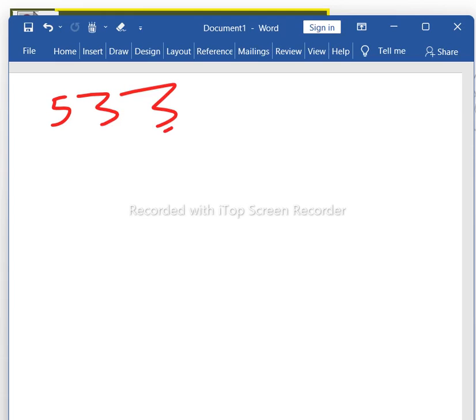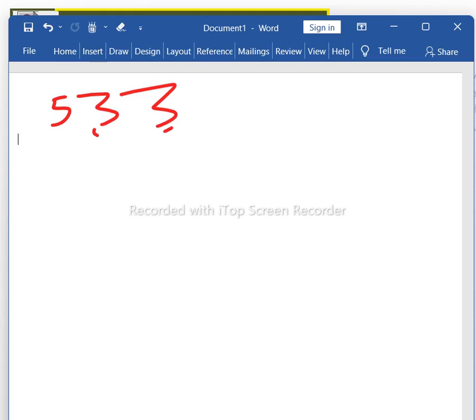2. Again, is it divisible by 3? As we saw before, if the sum of the digits is divisible by 3, the number is divisible by 3. Let us add: 5 plus 3 is 8, 8 plus 3 is 11. 11 is not divisible by 3, so this number is not divisible by 3. Again, not divisible by 4 because the last two digits of this number are 33. 33 is not divisible by 4, so this number is not divisible by 4.